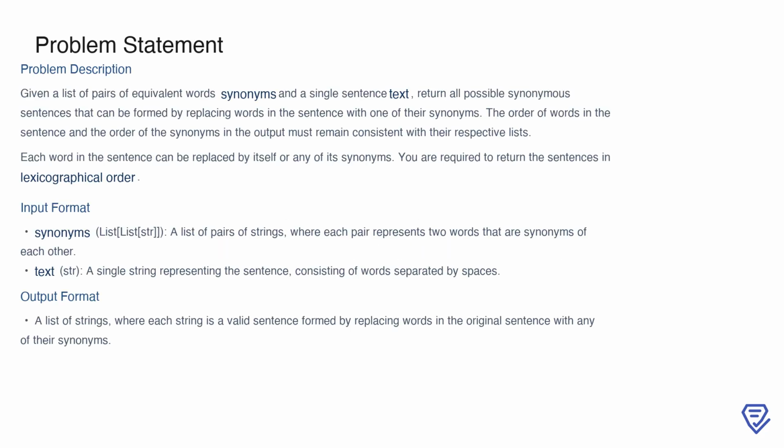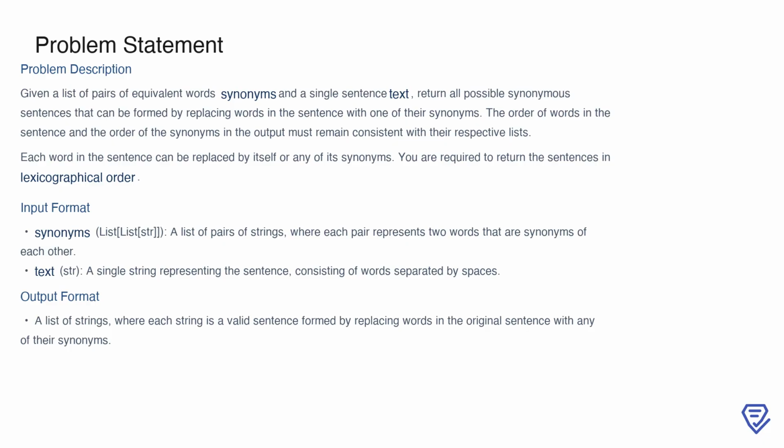The problem asks us to generate synonymous sentences based on a given list of synonym pairs and an input sentence. Specifically, we need to replace words in the given sentence with their respective synonyms, as defined by the pairs, to form all possible variations of the sentence. Each word can either remain unchanged or be replaced with one of its synonyms. Importantly, the generated sentences must be returned in lexicographical order, ensuring a consistent and predictable sequence.